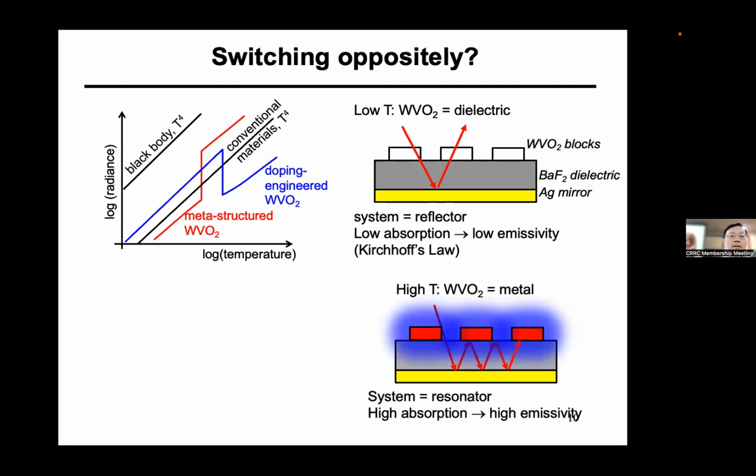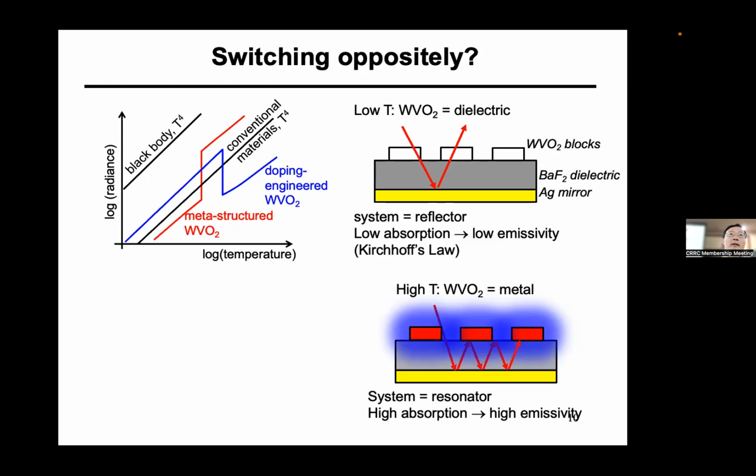Now, the middle layer is a dielectric layer that is transparent to the thermal infrared. The bottom layer is a metal reflector, it's silver. Now, when temperature is low, the tungsten vanadium dioxide itself is a transparent dielectric. Then the infrared light comes in, will be reflected completely. So the reflectivity is 100%. Absorption is 0. So therefore, the emissivity is also very, very low for the low temperature case.